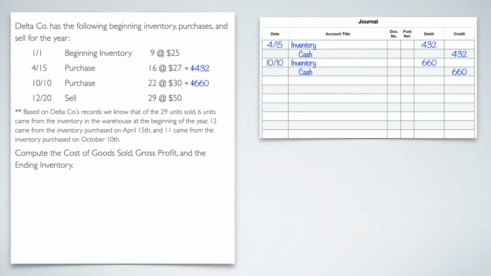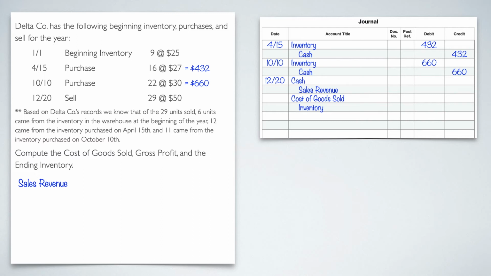Now we get to December 20th. This is our sale. We've sold the inventory, so I'm going to begin by getting my journal entry ready. I know what it's supposed to look like. So I'm going to put 12/20. I'm going to put cash and sales revenue, and then I'm also going to put cost of goods sold and inventory. That's my two-part entry.